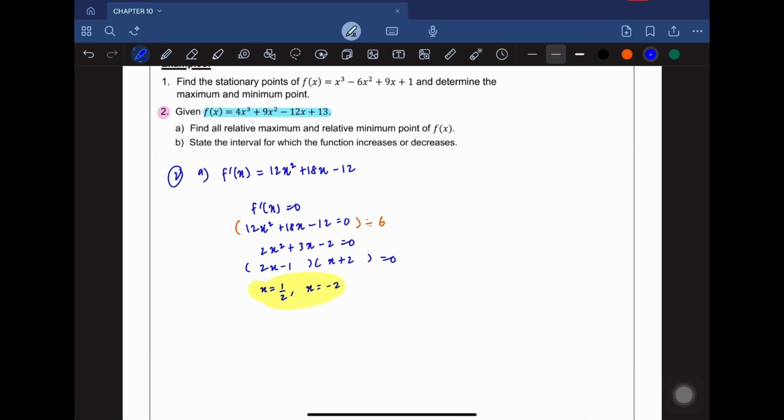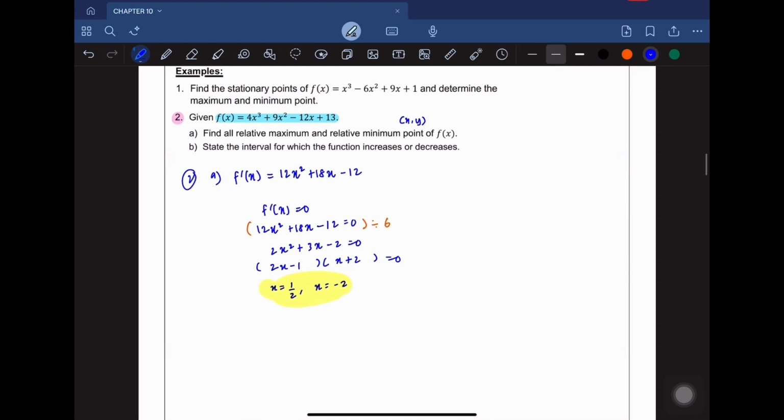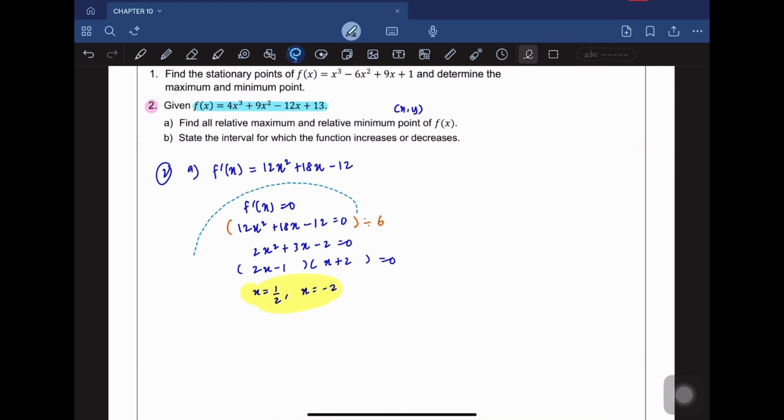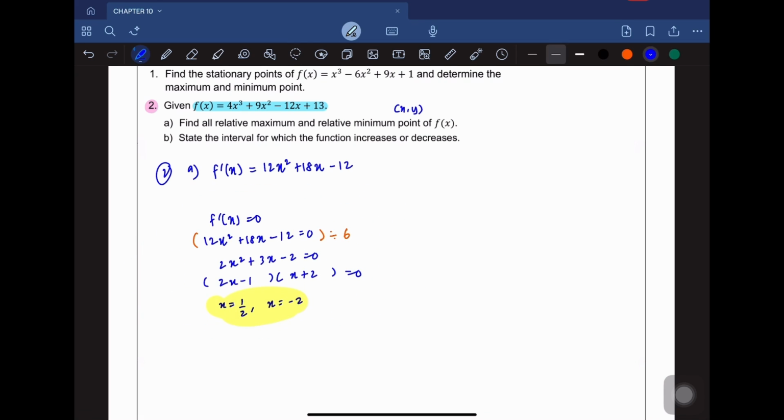So remember, points adalah coordinate. So korang cari dulu coordinate dia. Saya cari kat belah kanan. So when x equal to half, kita nak cari y kan. So kita akan masukkan balik dalam function original. So f of half, masuk je: 4(1/2)^3 plus 9(1/2)^2 minus 12(1/2) plus 13. So you will get 39 over 4.